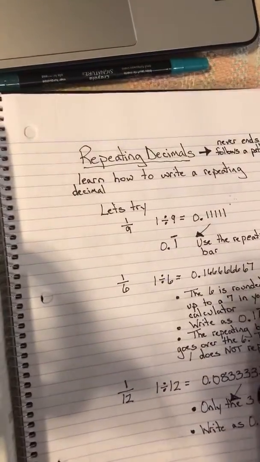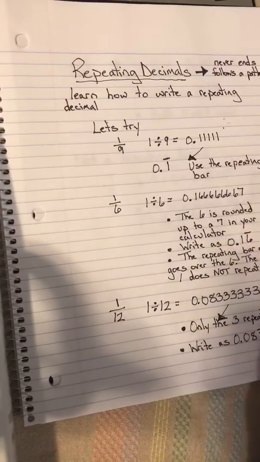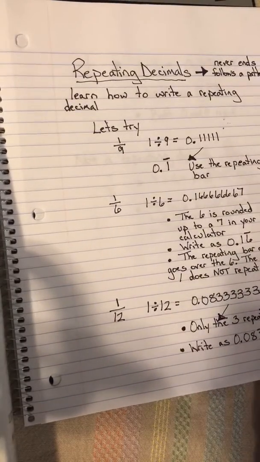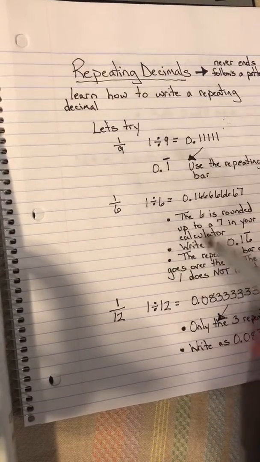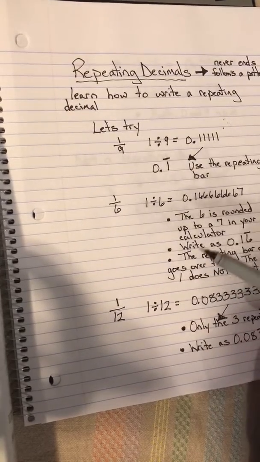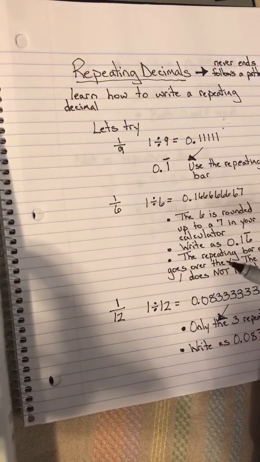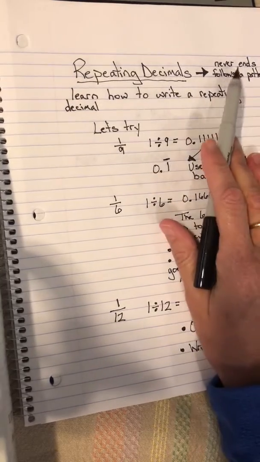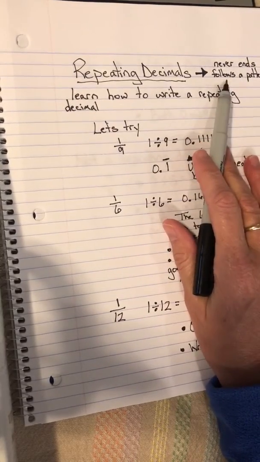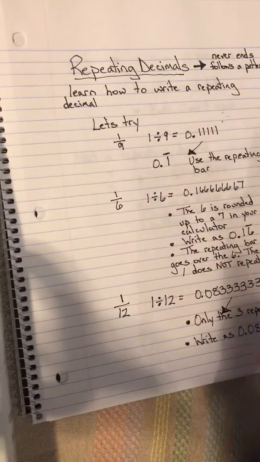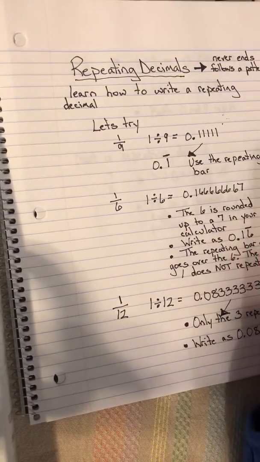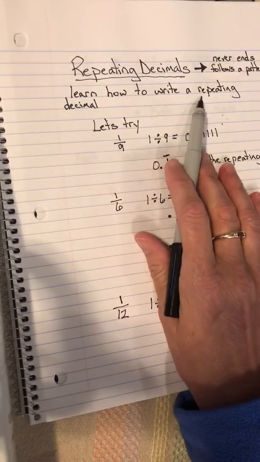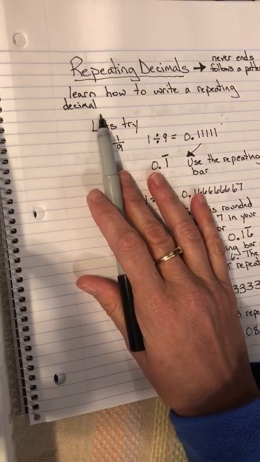The other thing that we're going to work on today is a repeating decimal. Sometimes when you put a fraction into your calculator to turn it into a decimal, you get a decimal that never ends and it follows a pattern. That's why it's called a repeating decimal. And we need to learn how to write it mathematically.